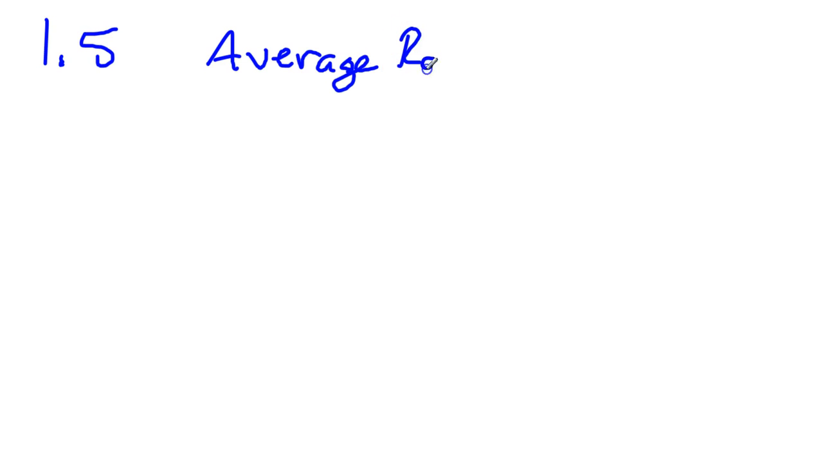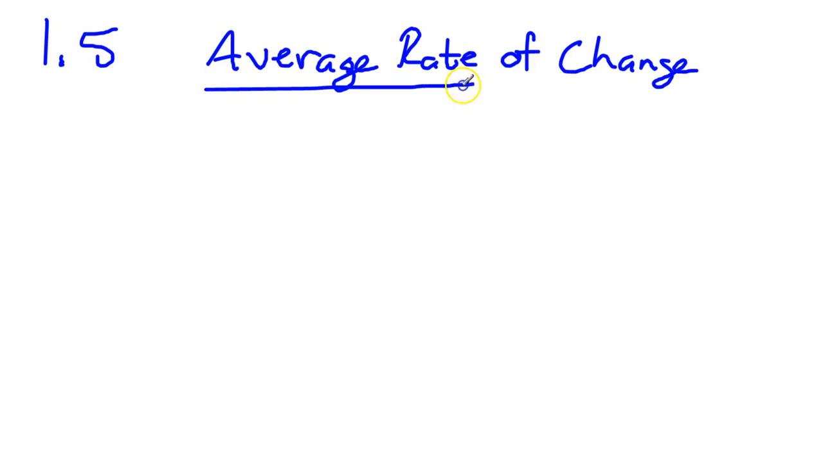So last thing in 1.5, there's only one other thing we've got to get to, is they call it average rate of change. And all that is basically that's slope using functions.